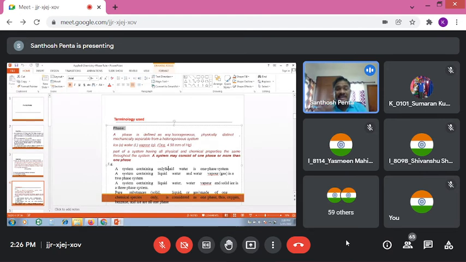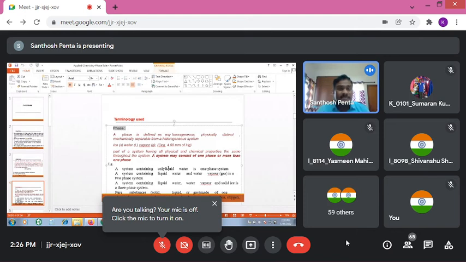What is the phase? In the mathematical formula, what is the mathematical formula? F is equal to C minus P plus 2.